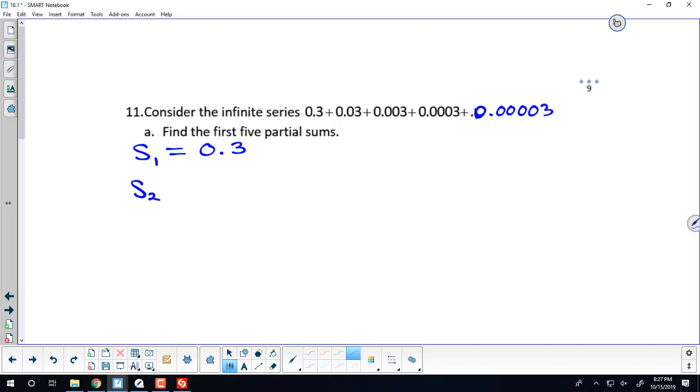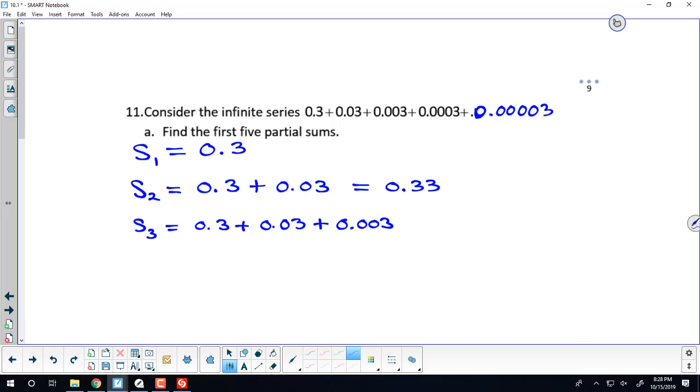The second partial sum is the sum of the first 2 terms, 0.3 plus 0.03, which is 0.33, and so forth. The third partial sum is the sum of the first 3 terms, which is 0.333, and so forth.